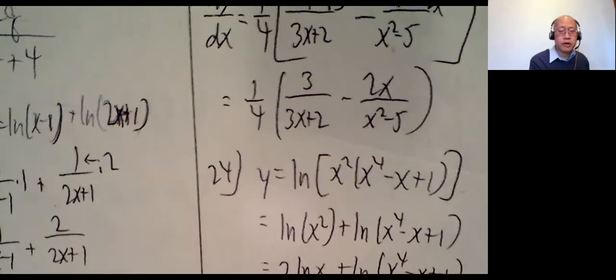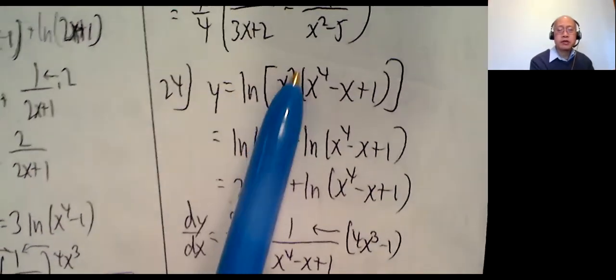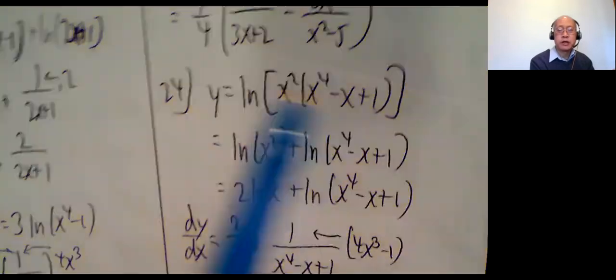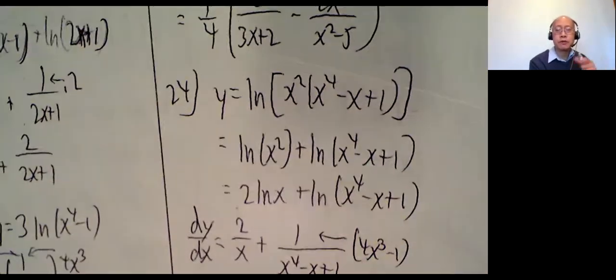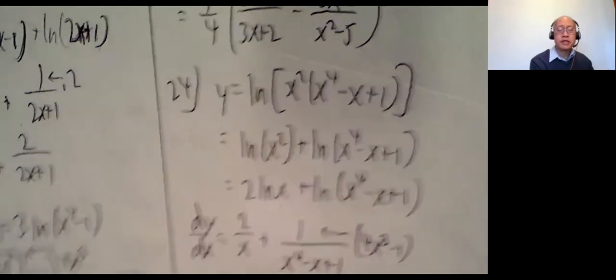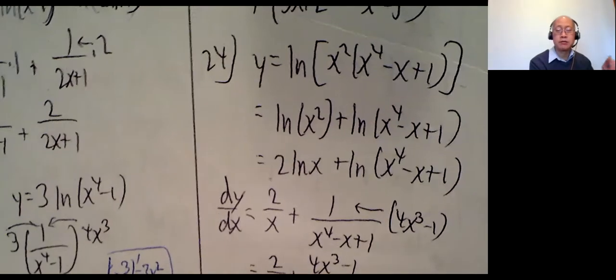Okay, do the same thing for 24. So before we start, ln of x squared times x to the 4th minus x plus 1. So this is a product. It's ln of something times something. In fact, we did some of that way back at the beginning of our class, day 1 or 2 or something like that, property of logs.